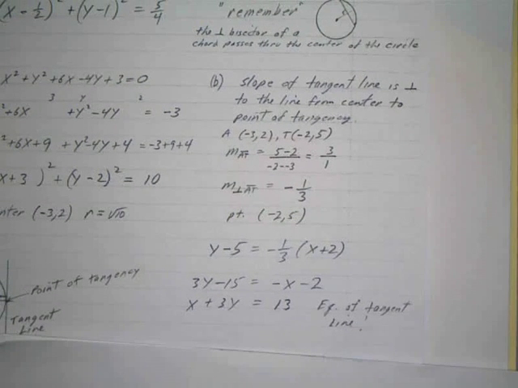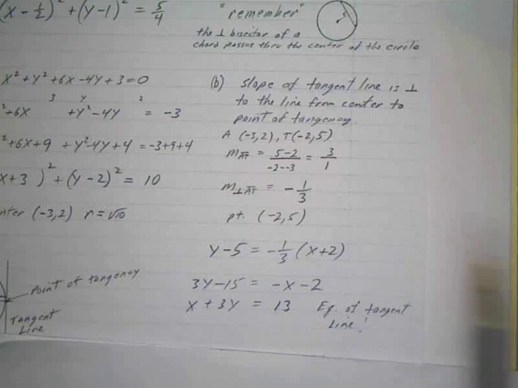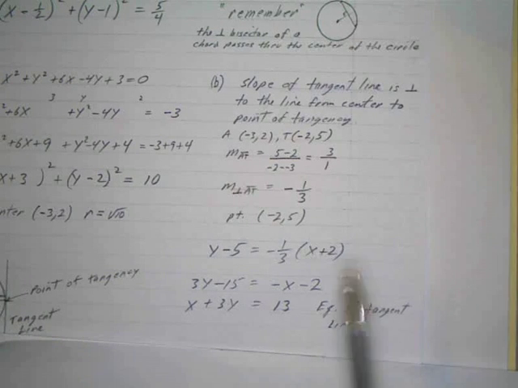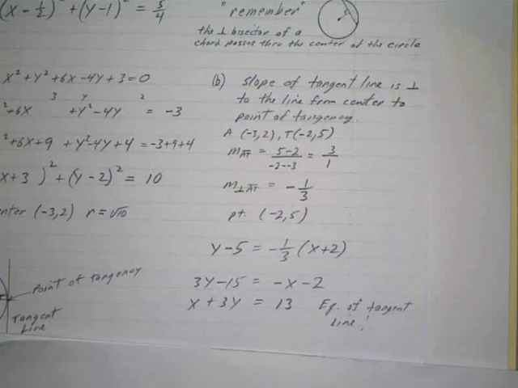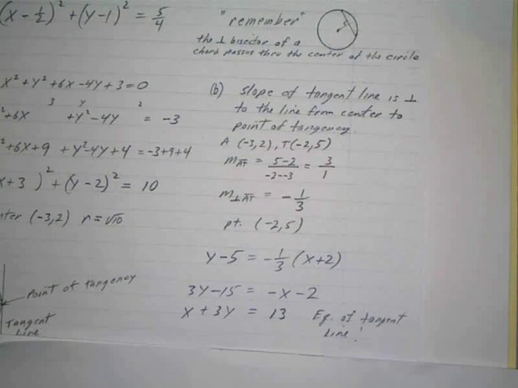So the main idea is you've got to remember your geometry: a segment from the center of the circle to the point of tangency will be perpendicular to the tangent line. So you can find that slope by using the negative reciprocal. You've got the point and the slope, and you're done.